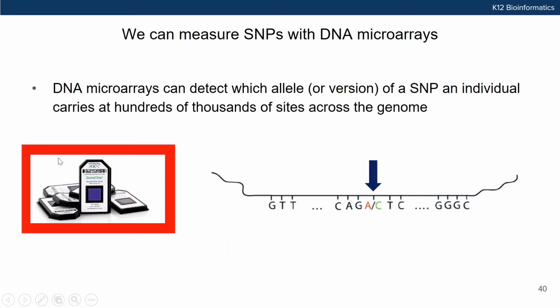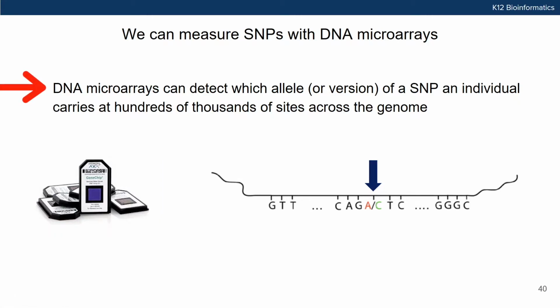DNA microarrays, seen here, are special tools that allow the detection of which specific allele or version of a SNP a person's DNA is carrying. It can do this at hundreds of thousands of SNP locations across the genome at once. We see a nice example here of one such SNP. We can see that individuals either carry an A version of this SNP, or the A allele, or a C version of the SNP, or the C allele. The DNA microarray is able to rapidly repeat this detection process at hundreds of thousands of locations across the genome.